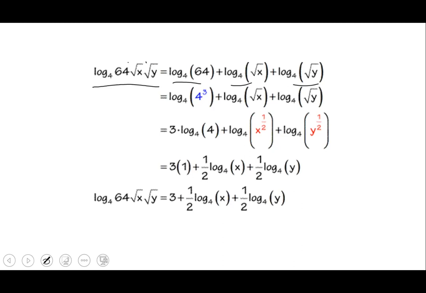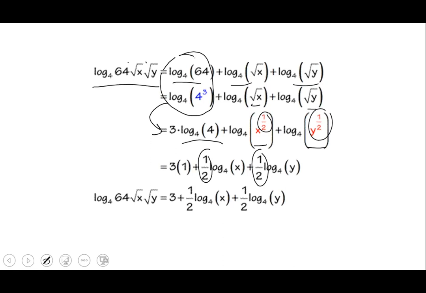Then, hopefully, you would realize that 64 can be written as 4 cubed. Each of these square roots can be written as a 1/2 exponent. Using the power property here, you would move the 3 down to the front. Using the power property here, you would move the 1/2 down to the front. And this is one of our easier properties from a few slides ago. Log base something of itself is always equal to 1. 1 times 3 is, of course, 3, which is why your final answer would be a regular 3. The log is gone. Then 1/2 log base 4 of x and 1/2 log base 4 of y.